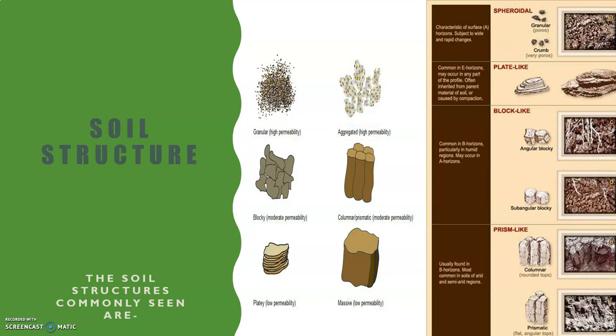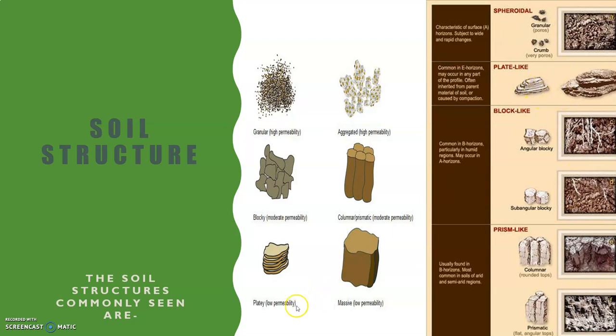If it's aggregate, it means small granules combined and make a piece like a ball. That's what we call aggregates. Some soil structures are blocky, some are columnar or prismatic. Columnar and prismatic are almost the same, but columnar has a top like it's wearing a cap, you can see here. And this is prismatic, flat on top. Both are the same, just the top is different.